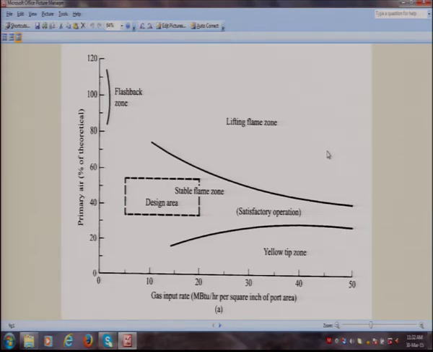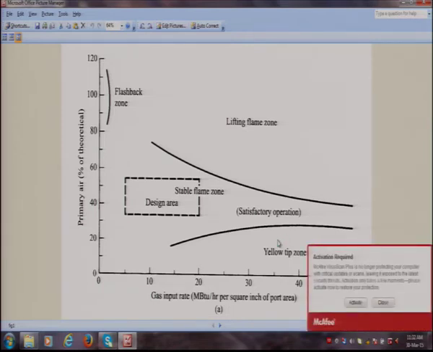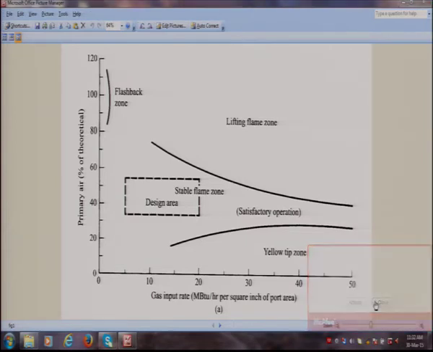And there is another one also which I did not discuss so far, there is a yellow tip zone. Yellow tipping actually is understood better in the context of non-premixed flames, diffusion flames. Okay. So, if you have a diffusion flame, then diffusion flames can produce soot, and the tip of the flame can show a lot of soot coming out, and that is called yellow tipping.